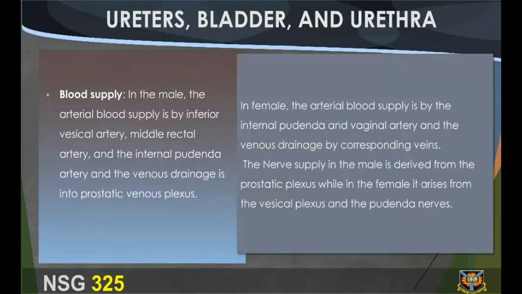Blood supply. In the male, the arterial blood supply is by the inferior vesical artery, middle rectal artery, and the internal pudendal artery, and the venous drainage is into the prostatic venous plexus. In the female, the arterial blood supply is by the internal pudendal and vaginal artery, and the venous drainage by corresponding veins. The nerve supply in the male is derived from the prostatic plexus, while in the female, it arises from the vesical plexus and the pudendal nerves.